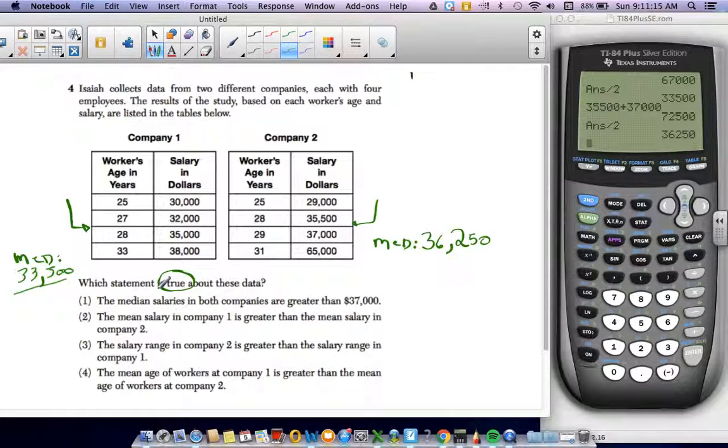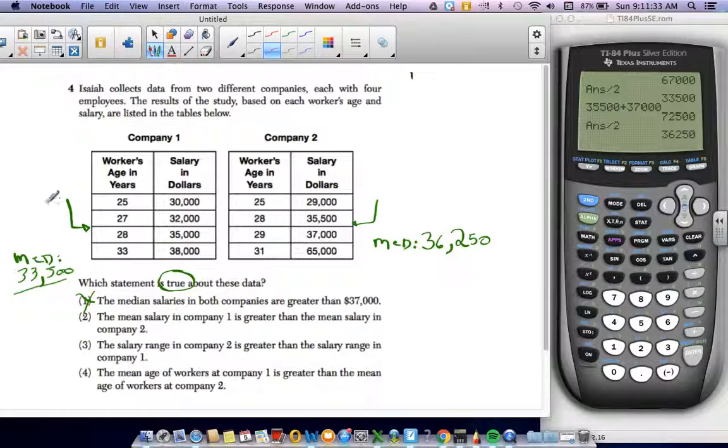The median salaries in both companies are greater than 37,000. As a matter of fact, they're both lower than 37,000, so obviously choice 1 is incorrect. Okay, and choice 2, the mean salary in company 1 is greater than the mean salary in company 2.